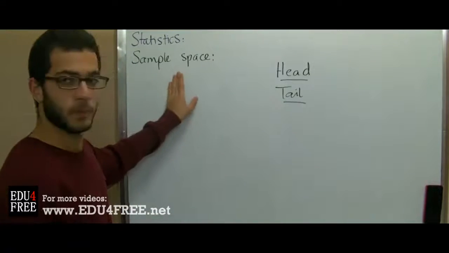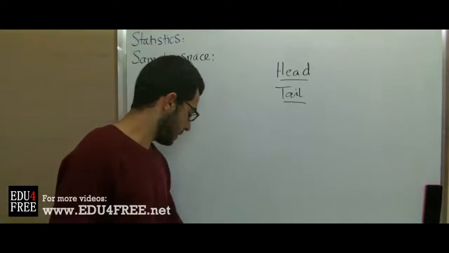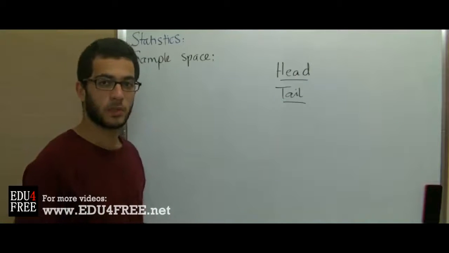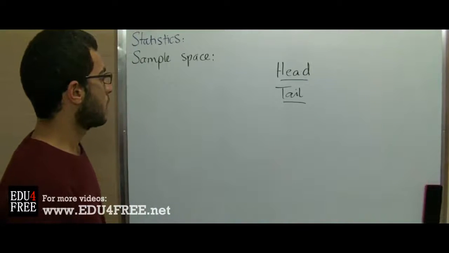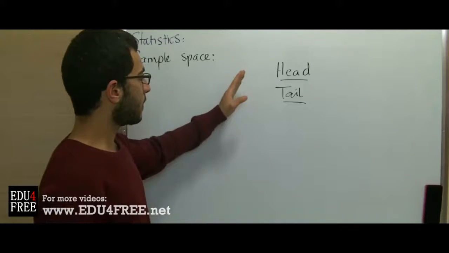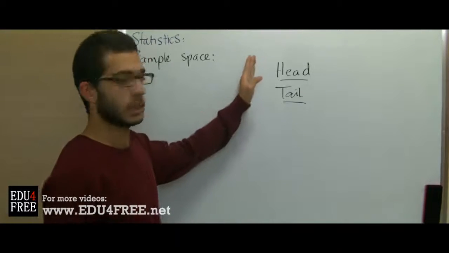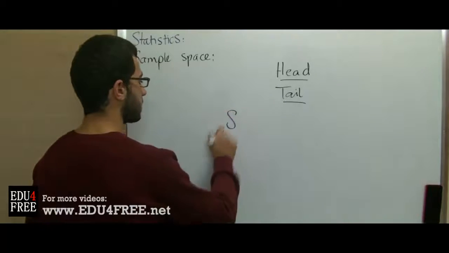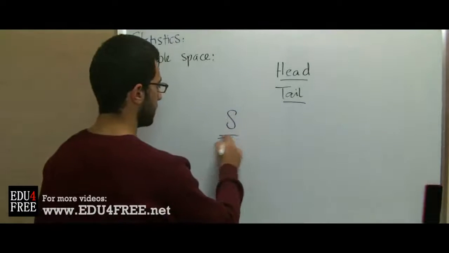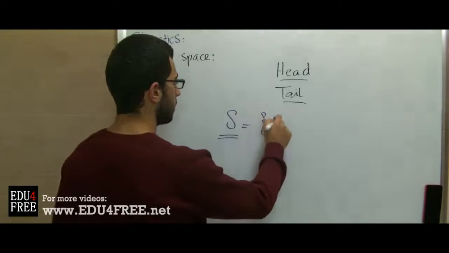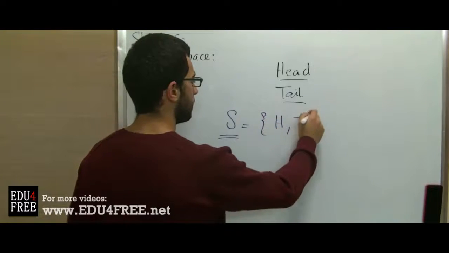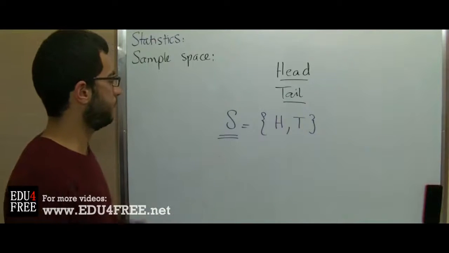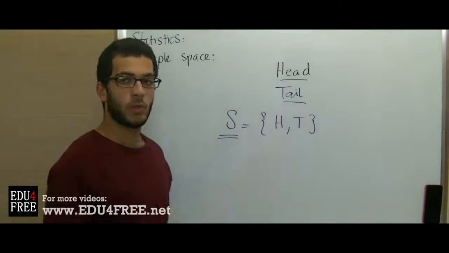So what's the sample space? The sample space is a set where all the possible outcomes of a random experiment are found. As an example, when tossing a coin, we expect getting heads or getting tails. So the sample space, as we denote it, S, equals {heads, tails}. This is the sample space for tossing a coin once.